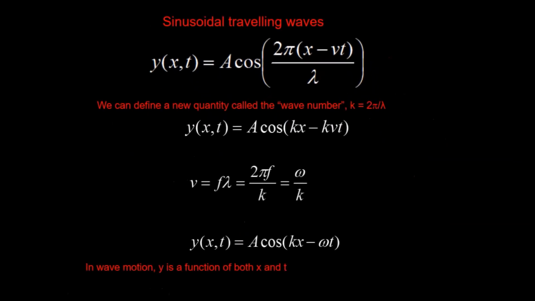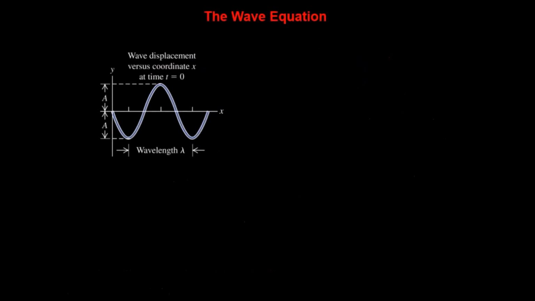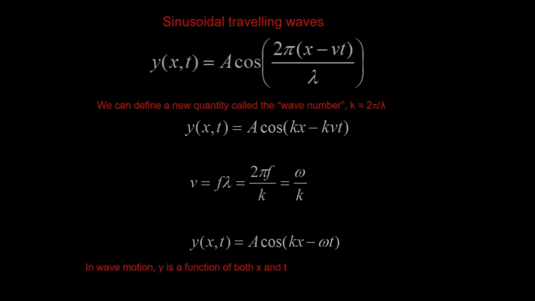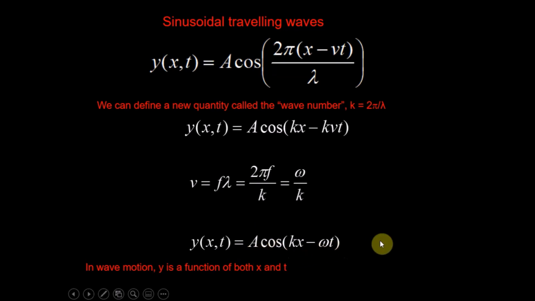And this really allows us to define that new quantity that we referred to before, which was our wave number, k equals 2 pi over lambda. This is the equation we essentially saw before. Substituting in for our wave number here, we'll end up with v equals f lambda, which will be 2 pi f over k, or omega over k. Substituting this in, we'll see that y is equal to A cos(kx minus omega t). So in our wave motion, y is a function of both x and t.